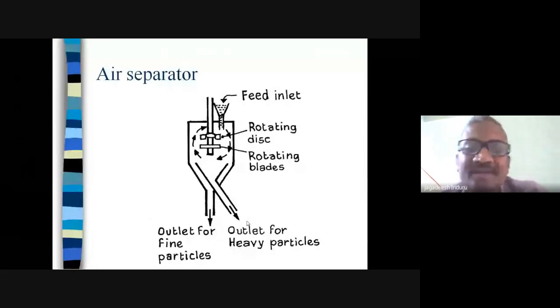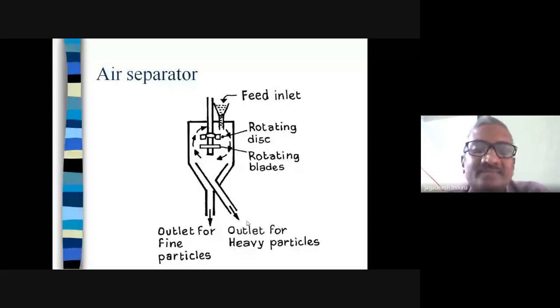But what are the differences from the previous one? You are having a tangential inlet, here you have got a central inlet. There it is a side inlet, here it is a top inlet. In the previous one, you have got one outlet at the bottom and one outlet at the top. Now both the outlets are at the bottom, and you don't have a rotating disc in the Cyclone separator.